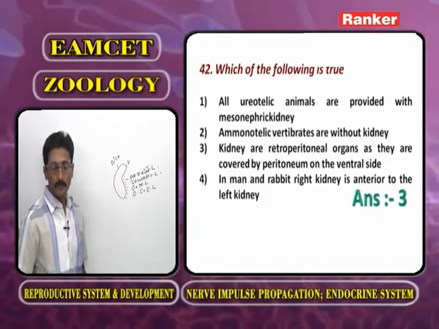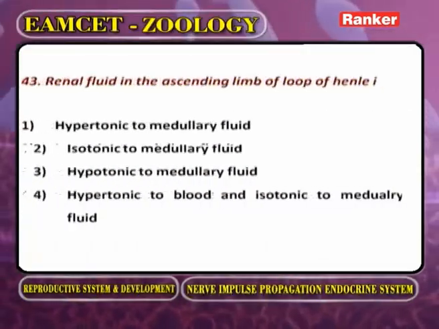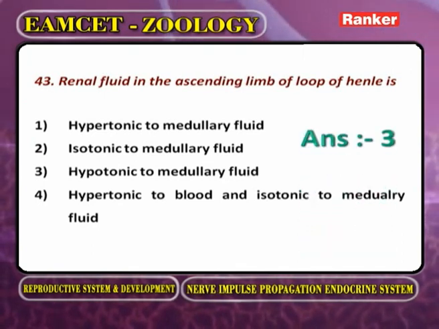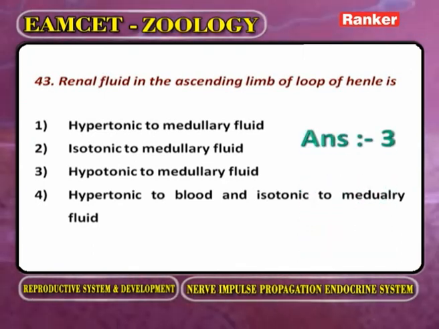Next, renal fluid in the ascending limb of loop of Henle is. Now as we observe the parts of the nephron, this one we call the proximal convoluted tubule.